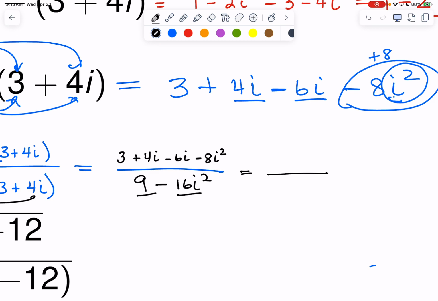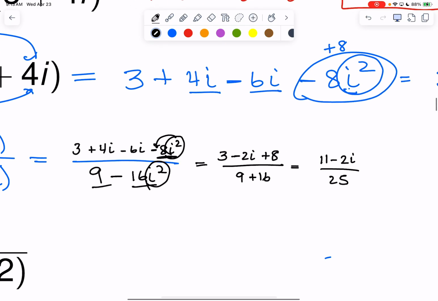The bottom's going to end up being 9 plus 16, agreed? Because i squared is what, everybody? -1. It just changes the signs. The top, you can make this a plus 8. So we're going to have 3 minus 2i plus 8, because again, that i squared is going to change the sign. So end up with 11 minus 2i over 25.